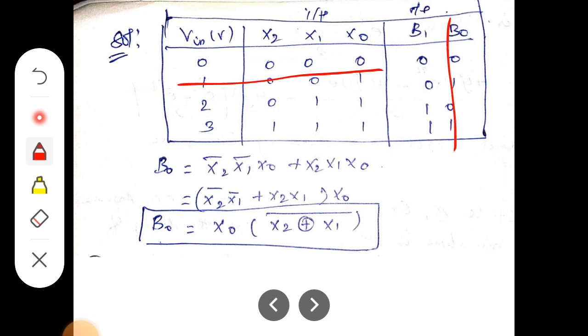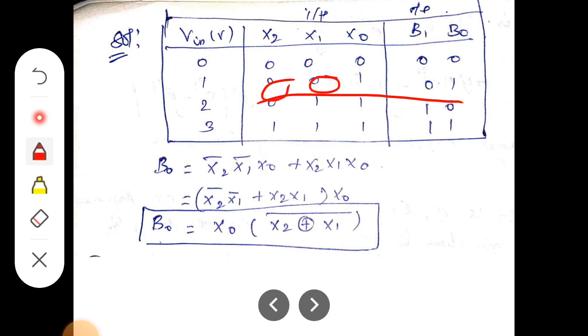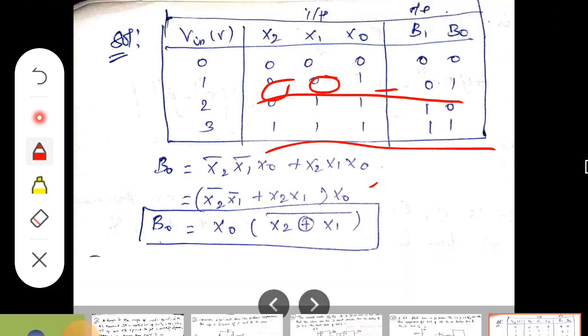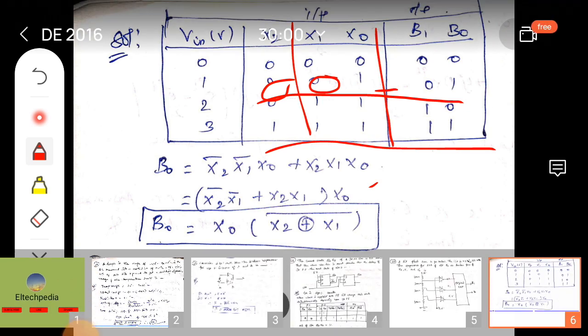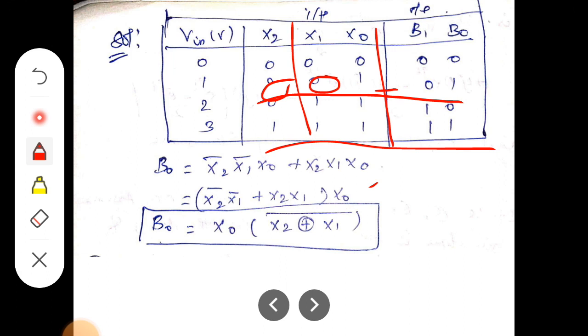It is taken where the output value is 1, that is where 1 is present in the b0 column. Here 1 is present only here. So this is x2 bar, this is x1 bar, this is x0. Then finally x2 x1 x0. So we calculated these terms, and it will be rewritten as: in this function x0 is common in both terms, so the terms are taken out. Then x2 bar x1 bar plus x2 x1, into x0.